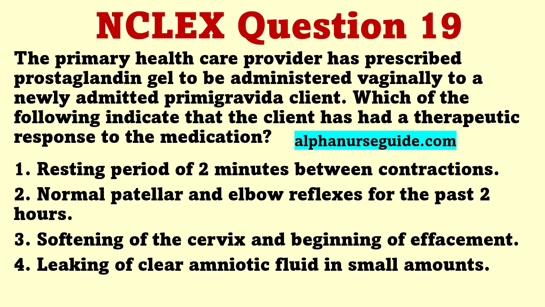The correct answer is 3. Prostaglandin gel may be used for cervical ripening before the induction of labor with oxytocin.